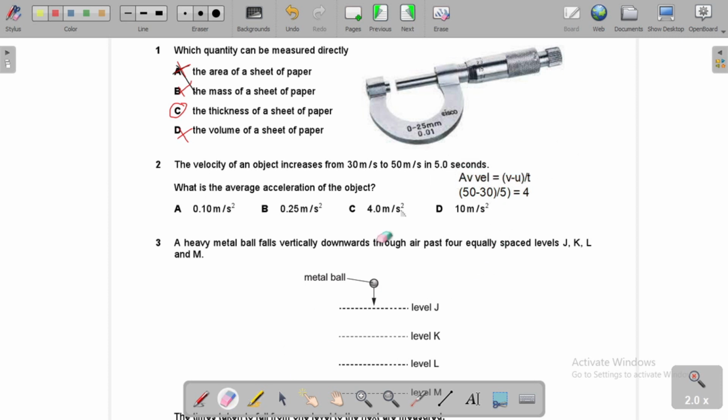Sorry, the color is blocking it. Change in velocity divided by time. That is the final velocity minus the initial velocity divided by time. Now, the final velocity here is 50 and the initial velocity is 30. So 50 minus 30, that is 20, divided by 5, that gives you 4. So the answer is 4 meters per second squared, that is C. Now question 3.